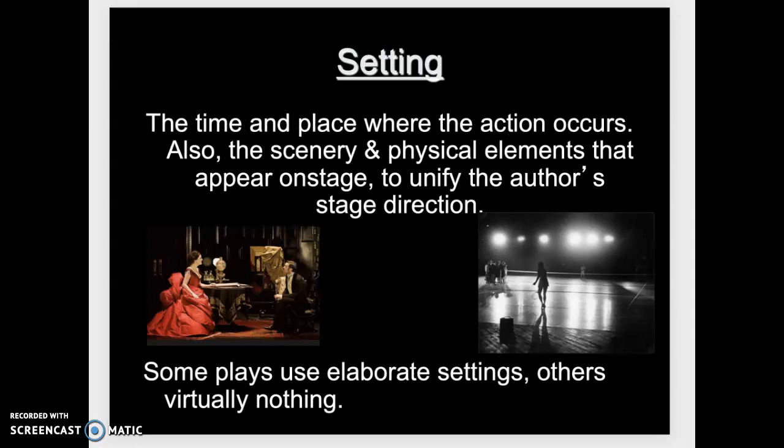Next, we have our setting, right? The setting is the time and place where the action occurs. It also is the scenery and the physical elements that appear on stage to unify an author's stage direction. The direction and the scenery usually comes from a collaborative process between the director and the designers. And you can see that some plays use elaborate, realistic settings, and others can use virtually nothing. And we're going to talk more about how those choices are made later on in the semester when we talk about design for the theater.